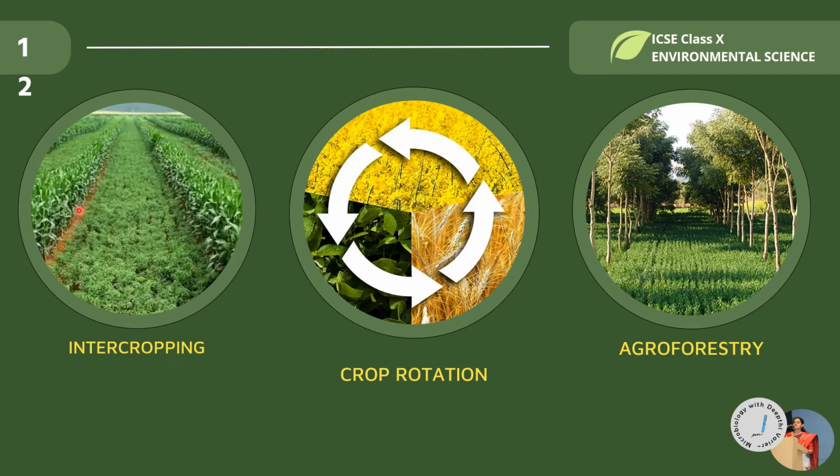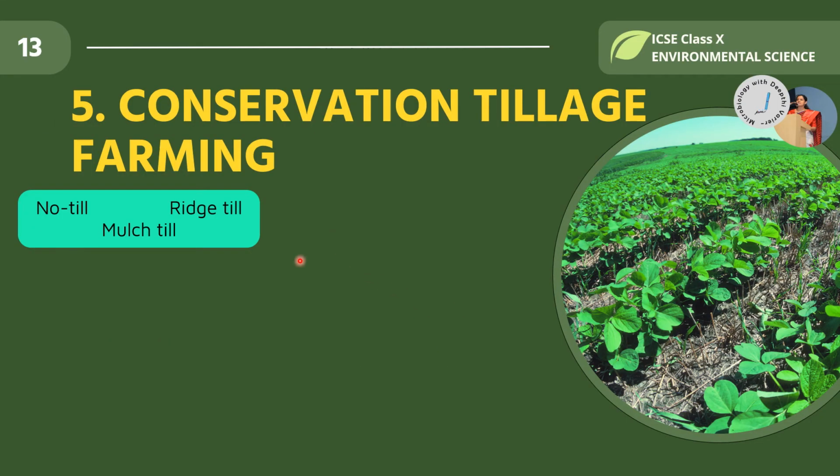So you can see here, this is intercropping. The second one, what I've shown you here, is crop rotation. One after the other, you use the crops so that the soil gets replenished. And this is an example of agroforestry. The fifth one we have is conservation tillage farming.